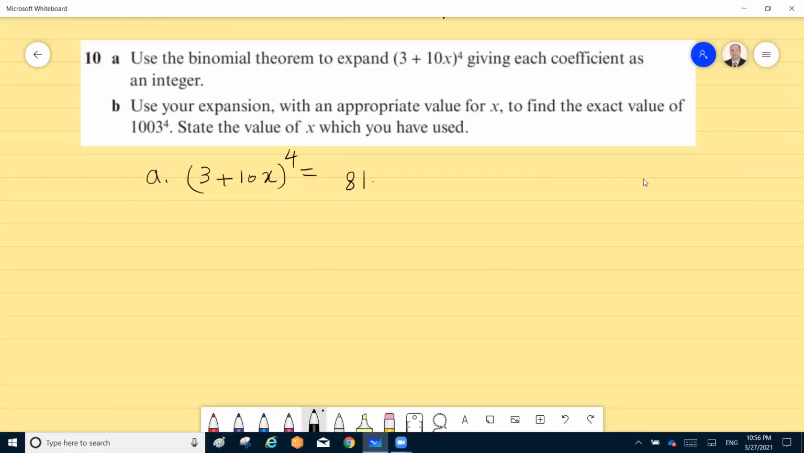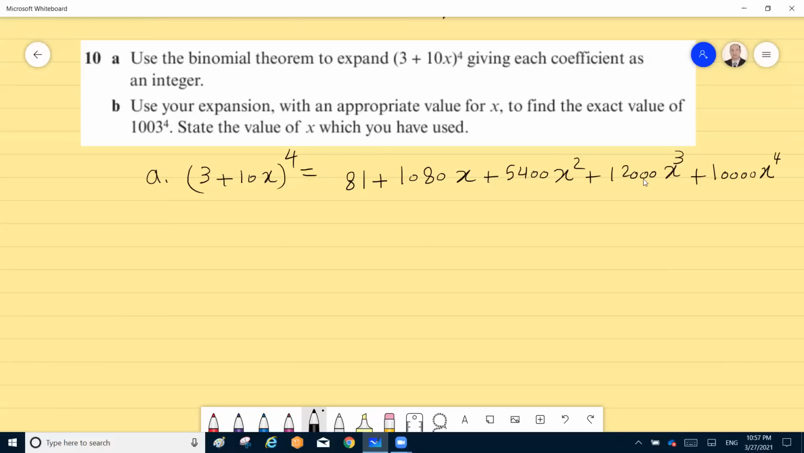The expansion here I have is 81, check your answer with me, plus 1080x plus 5400x squared plus 12,000x cubed plus finally 10,000x power 4.